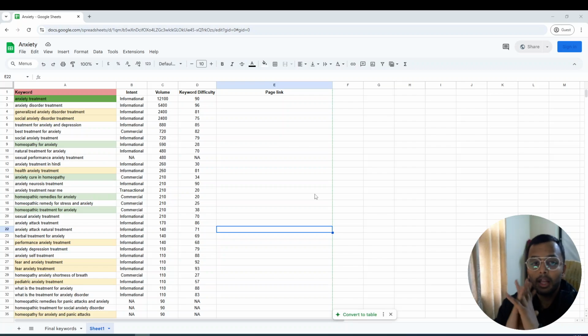Okay. Now, to do the keyword optimization for this web page, we first went through some tools and looked for keywords related to anxiety treatment or homeopathic anxiety treatment, or remedies, and others such as homeopathy for anxiety, and cure. There are different words you can easily find in different tools.